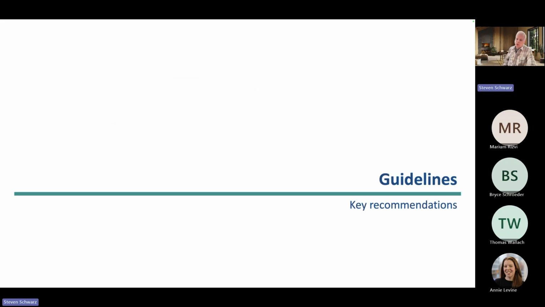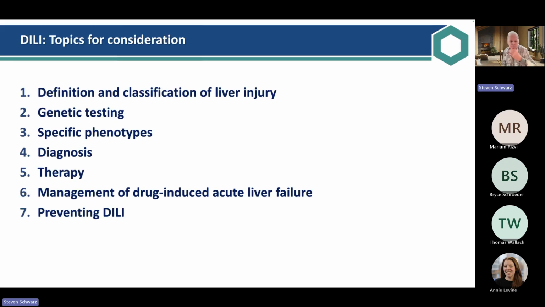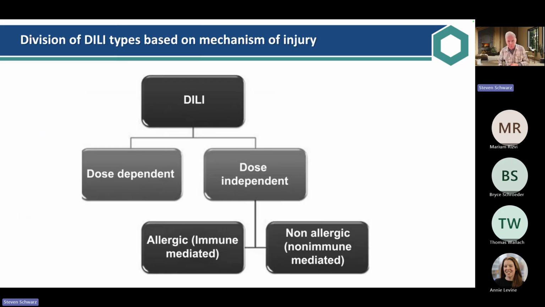So what are the recommendations we can make? All of this is theoretical, it's good, but in specific cases, how do we proceed? Well, as we've shown in the previous slide, and we'll show again, we need to define and classify the liver injury. Genetic testing may be required. We need to identify if there are specific phenotypes. How do we treat them? How do we manage drug-induced acute liver failure? And how do we prevent DILI? All of these are important problems that we need to address.